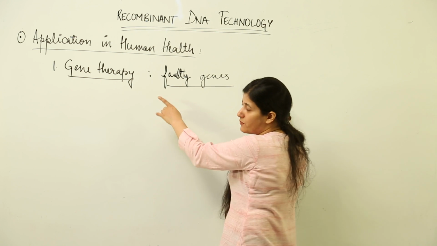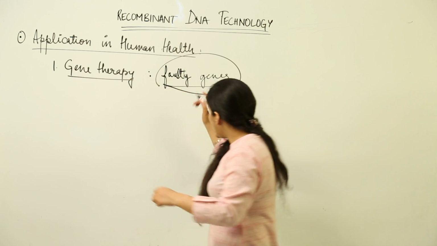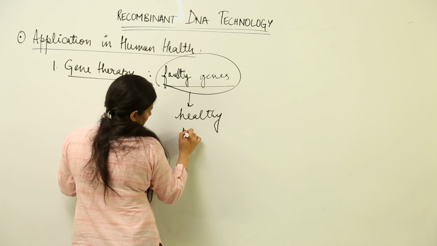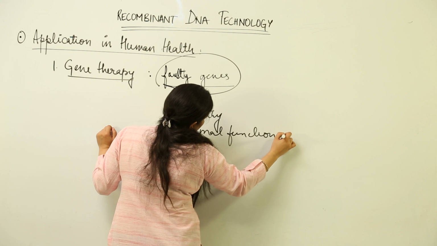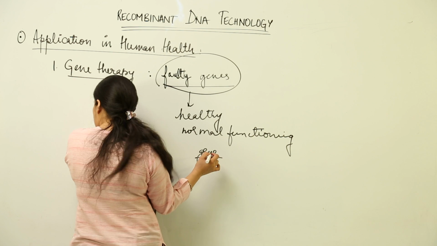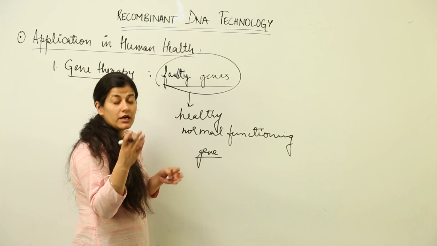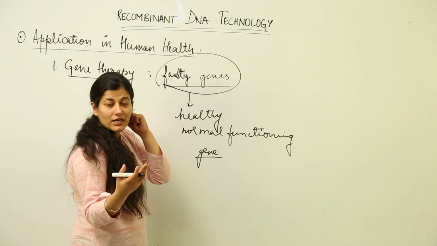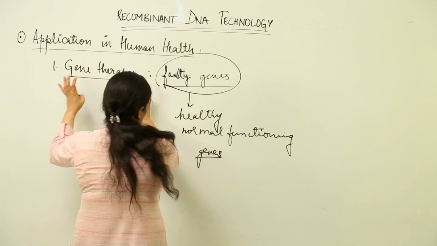So, gene therapy aims at replacing this faulty gene with a healthy, normally functioning gene, and this process is known as gene therapy. Ranging from simple single-step mutations or single nucleotide mutations, point mutations like sickle cell anemia, to severe combined immunodeficiency, that is SCID, such diseases are being targeted under gene therapy.